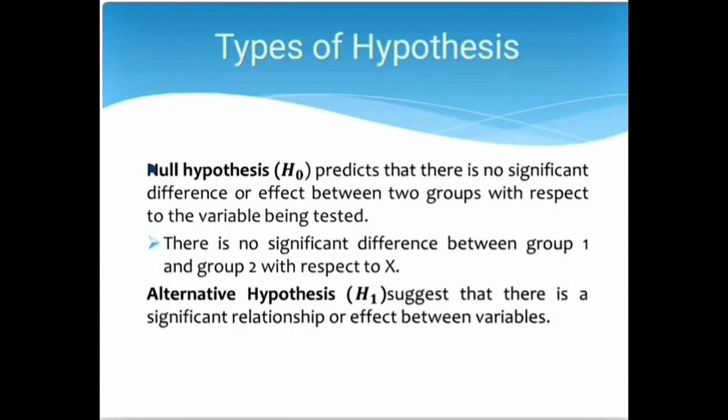There are two primary kinds of hypothesis statements: null hypothesis and alternative hypothesis. Null hypothesis predicts that there is no significant difference or effect between two groups with respect to the variable being tested. Like there is no significant difference between group 1 and group 2 with respect to X. An alternative hypothesis suggests that there is a significant relationship or effect between variables.